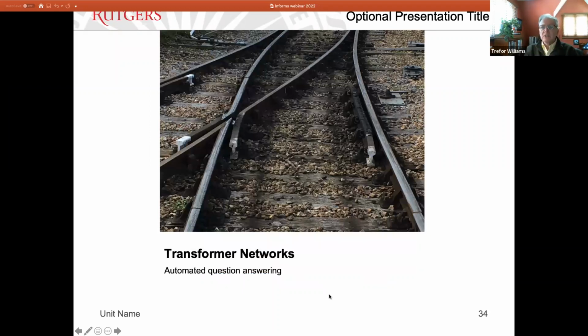Now, the final thing I'm going to talk about is the transformer network. And this really floored me. I came upon this randomly.